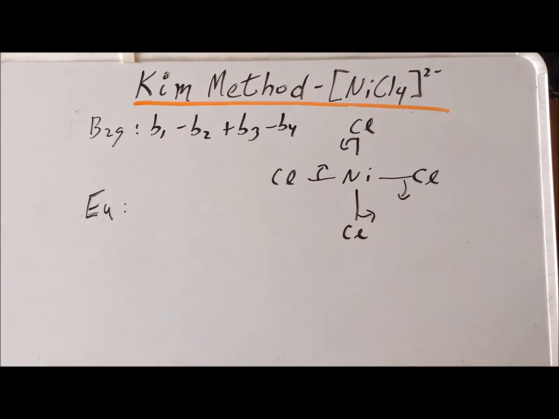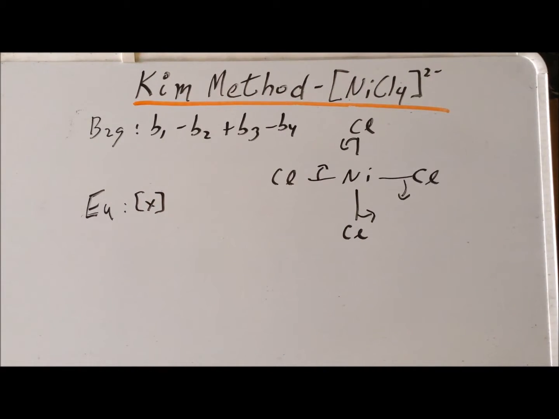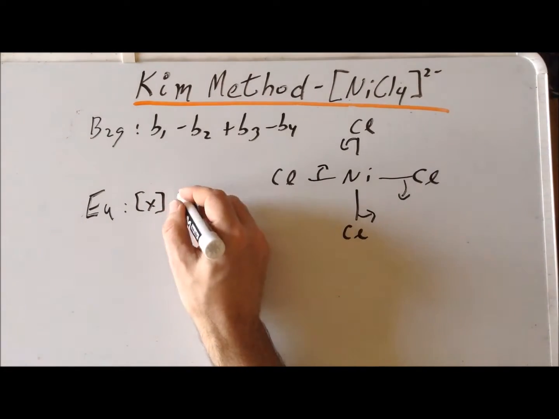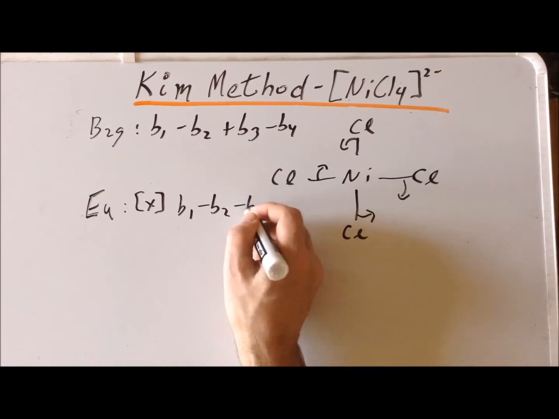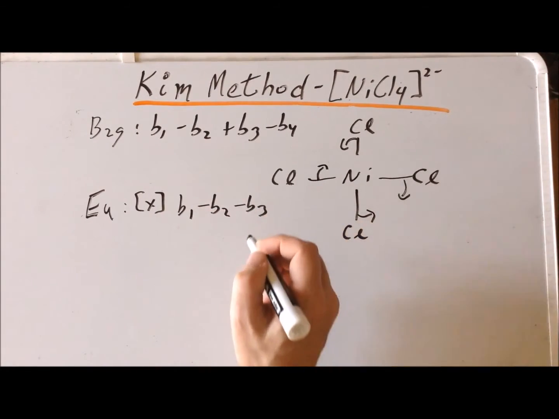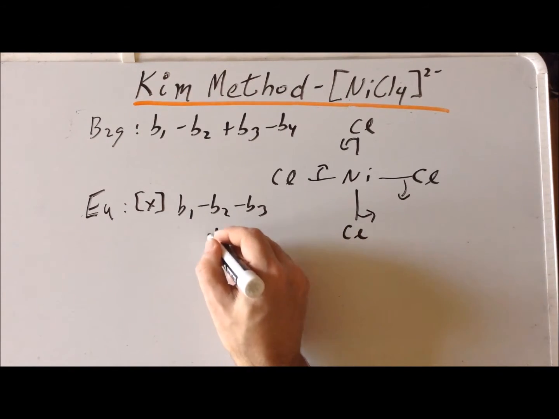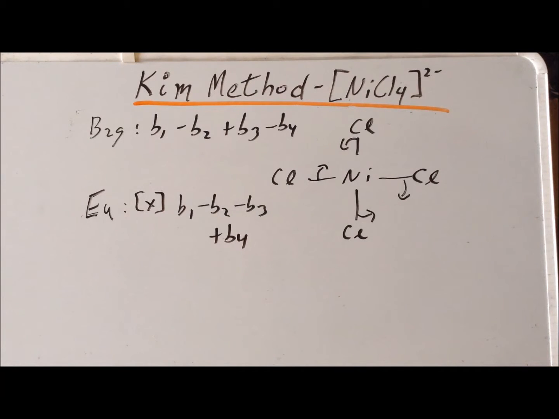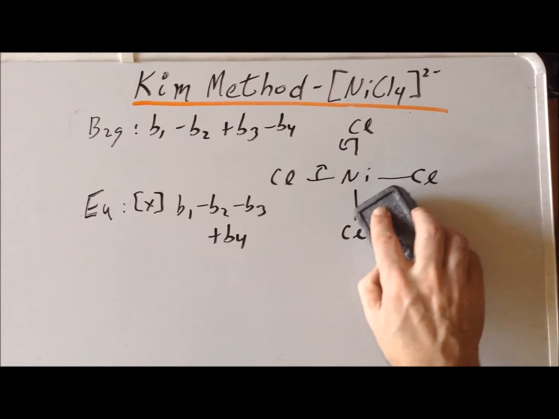bending motions. The first one corresponded to the x basis function, and that was B1 minus B2 minus B3 plus B4. And we want to see what this would look like using the same diagram, so we don't have to draw it again. Let's see what we have here.